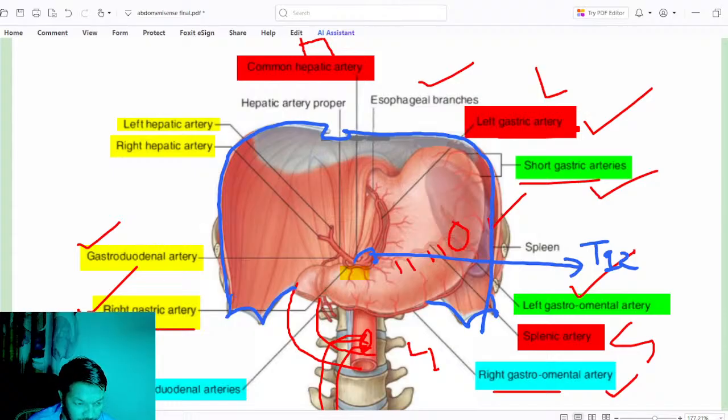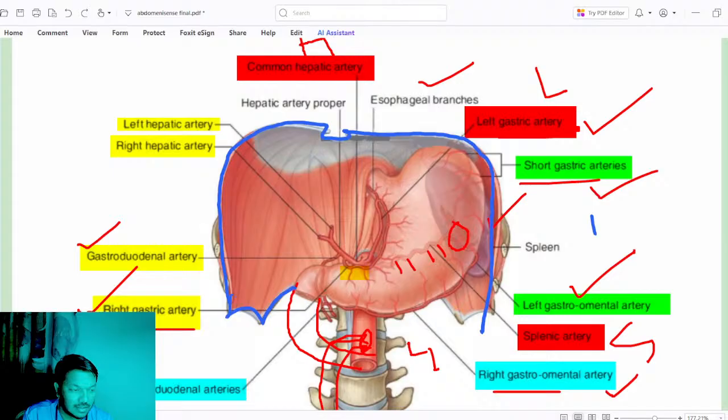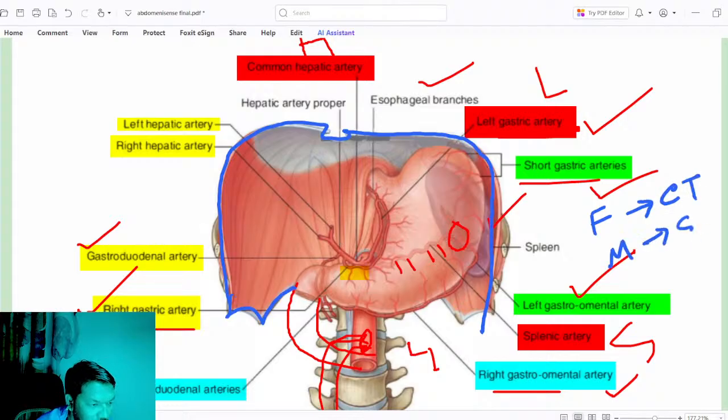What are the branches at the T12 level that the abdominal aorta has? Very good. Inferior phrenic artery, right and left, both sides. At the same level, we have the celiac trunk. So we just studied that the foregut gets supply from the celiac trunk, the midgut from the superior mesenteric artery, and the hindgut from the inferior mesenteric artery.